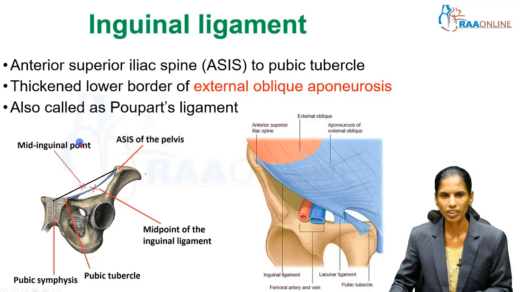You need to remember what the mid-inguinal point is and what the midpoint of the inguinal ligament is. The mid-inguinal point is the midpoint between the midline, that is the pubic symphysis, and the anterior superior iliac spine. When you take the midpoint between the pubic tubercle and ASIS, this is called the midpoint of the inguinal ligament, because the inguinal ligament is attached up to the pubic tubercle, not up to the pubic symphysis.